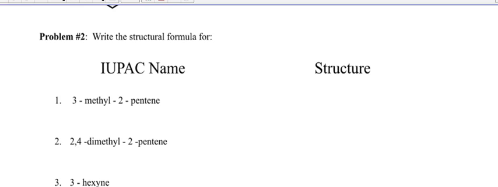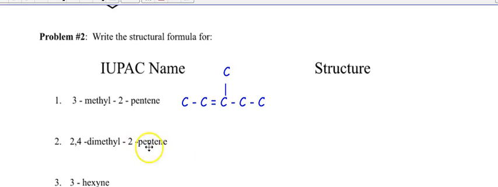All right, so when you do these, what do you do first? You always look at the end. I find this easier to draw from the name than to name from the drawing. So start with 2-pentene. Pent means 5, so the double bond is on the 2nd and 3rd carbon, correct? So that's your 2-pentene, and then I have a methyl group off the 3rd. So that's what your structure should look like, okay?